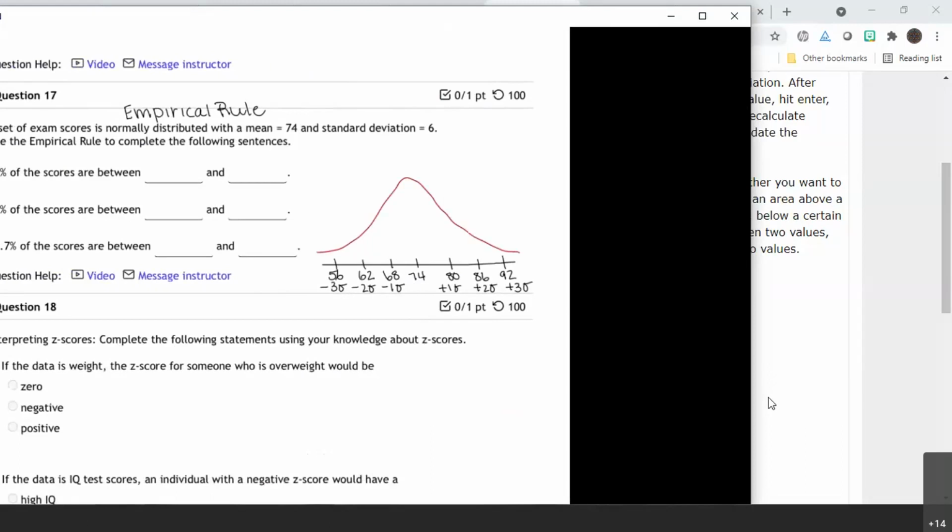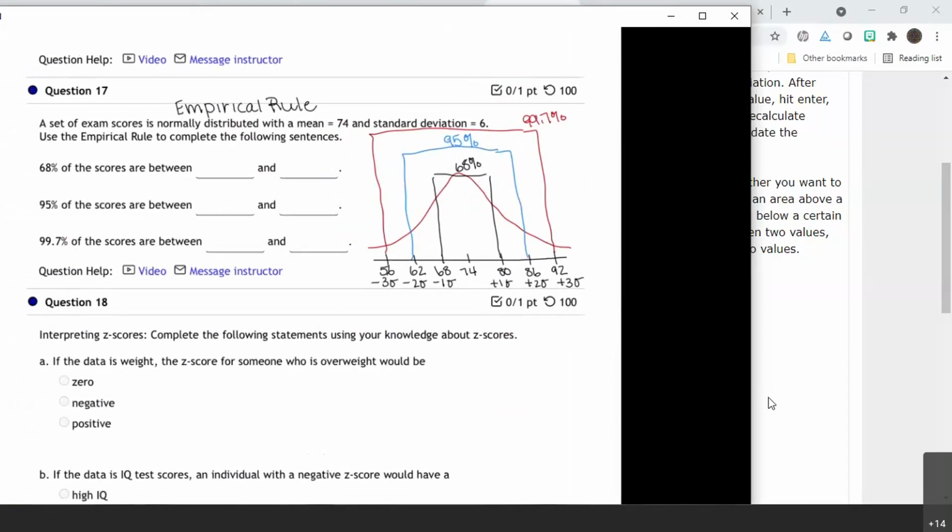You have to remember, again, the empirical rule. The empirical rule says what? It says 68% of the data is between positive and negative 1 standard deviations from the mean. 95% of the data is between -2 and +2 standard deviations. And almost all of the data, or 99.7%, is between -3 and +3 standard deviations. That's what the empirical rule tells you.